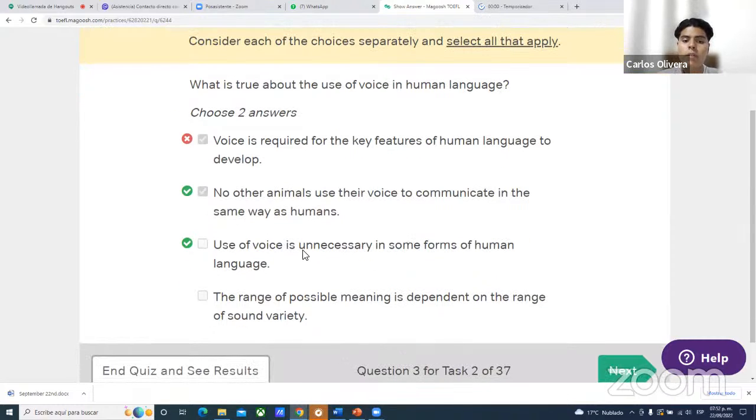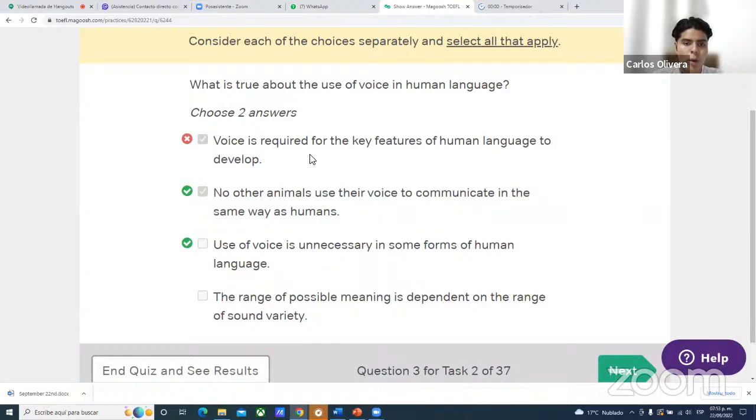And the second one, use of voice is unnecessary in some forms of human language. This is something that she also said. Because the student at the beginning said that what is important for our language is that we use our vocal cords, but this is not actually true. The professor says, think about, dear student, that we actually use a lot of languages that do not always require the use of our voice. And she gives an example: American Sign Language is not actually used with voice. So the use of voice is unnecessary in some forms of human communication. That's the reason why you have sign language and you don't use your voice.